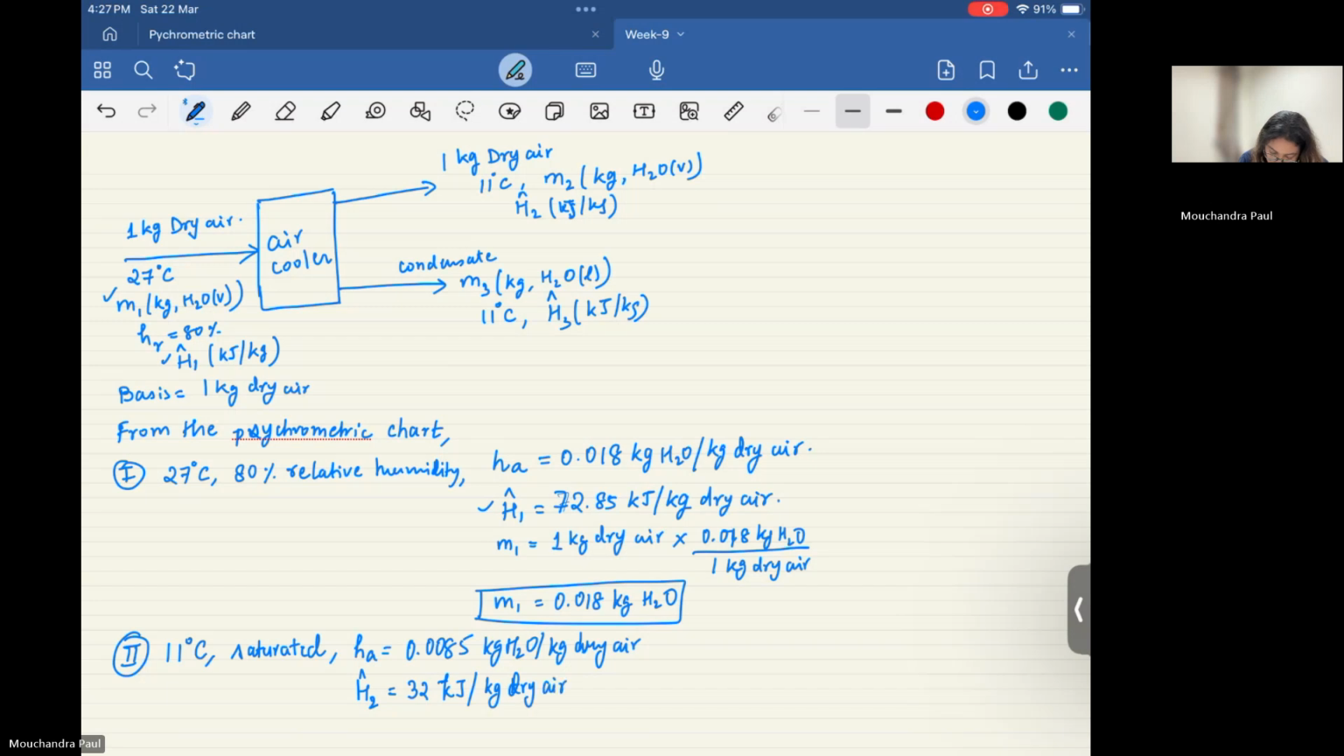So what is then M2? M2 will be 0.0085 kg of water. It will be for 1 kg of dry air, so M2 will be this. So M2 and H2 both are known. Now we can do a material balance on water.